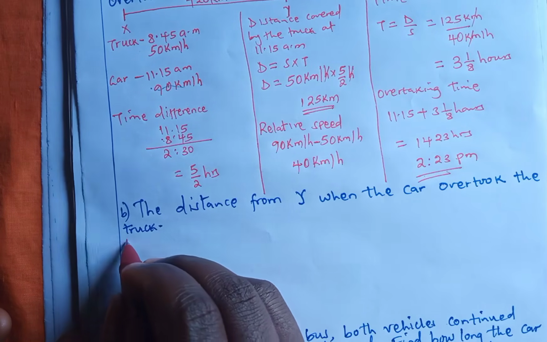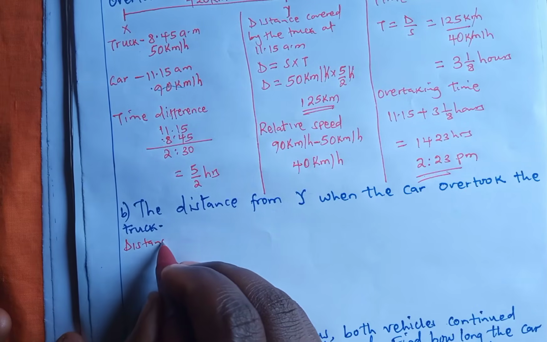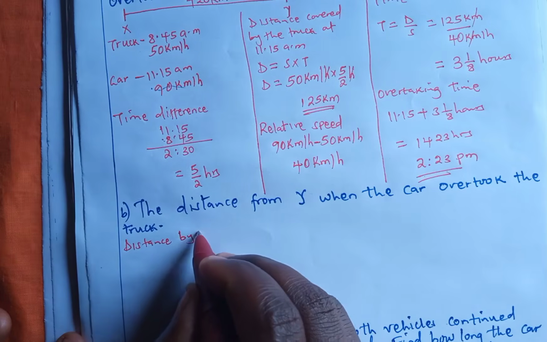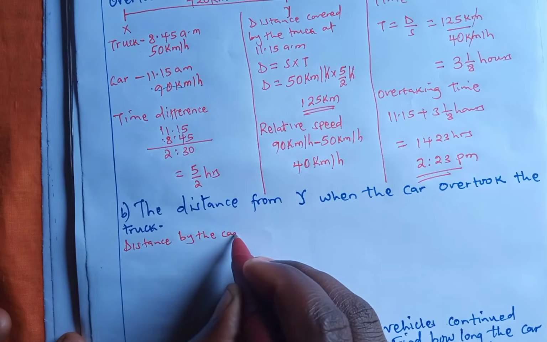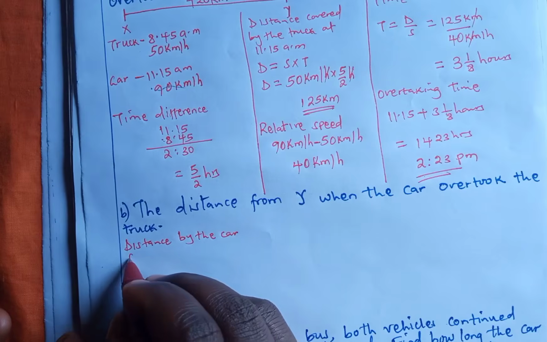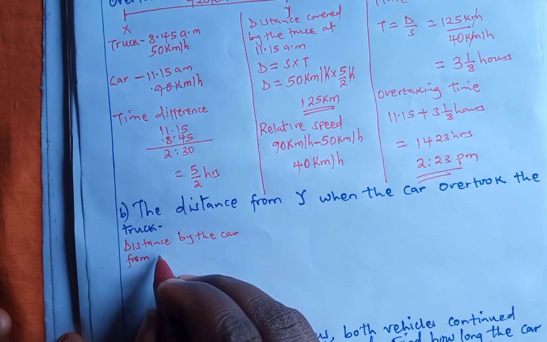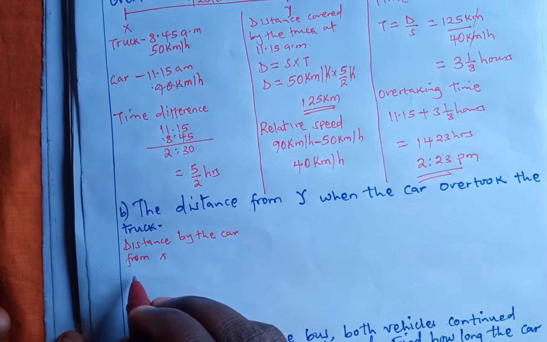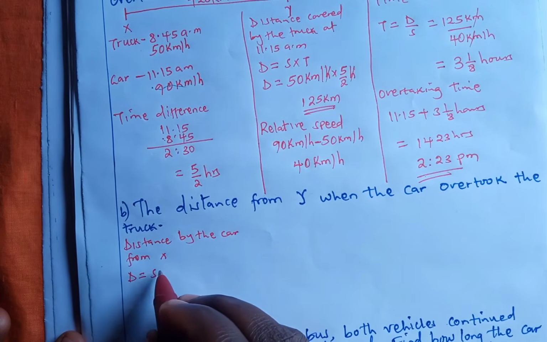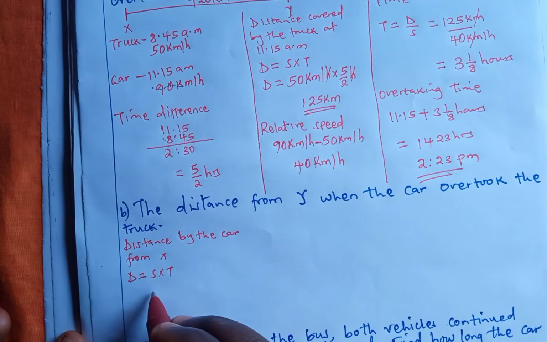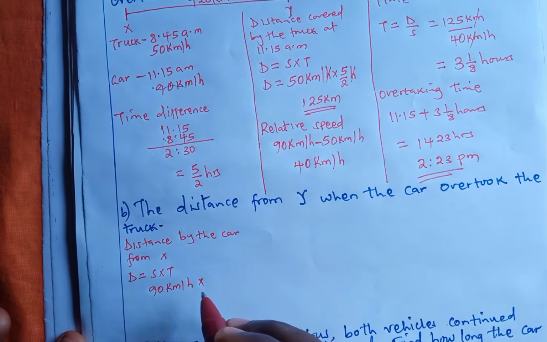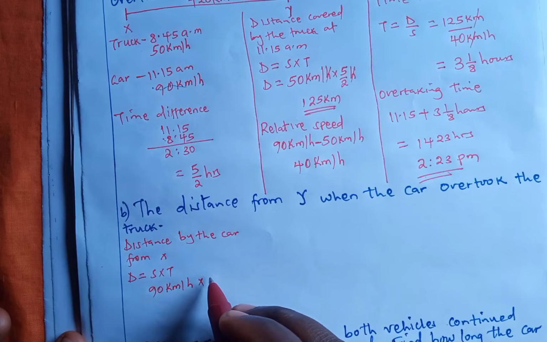Now, we are supposed to work out the distance covered by the car from point X. How are we going to do that? We know distance is speed times time. Speed is 90 kilometers per hour times the time, which is 3 hours.